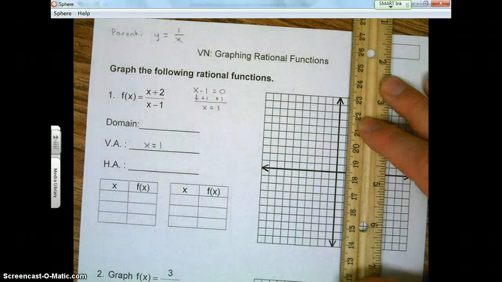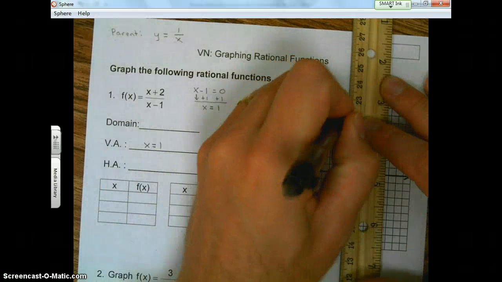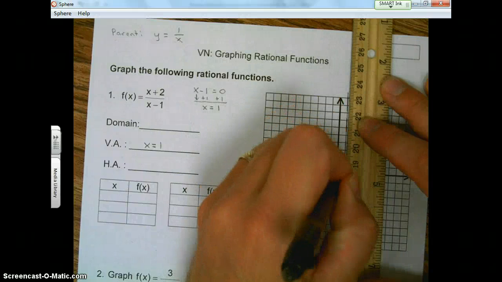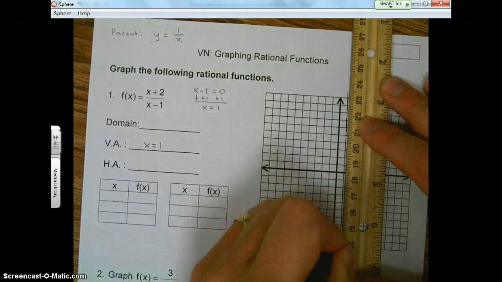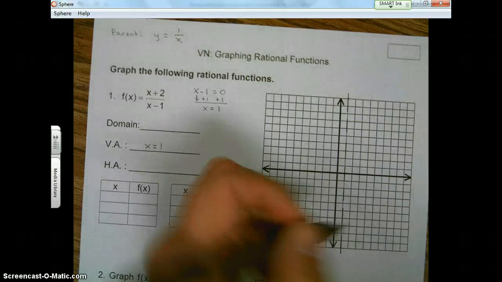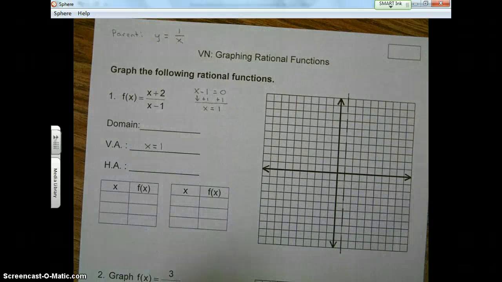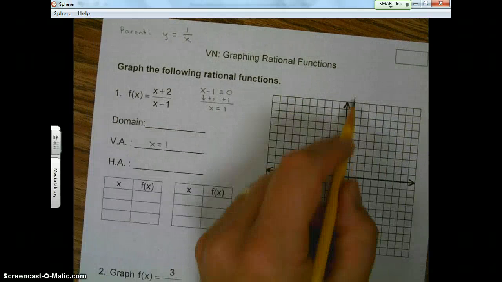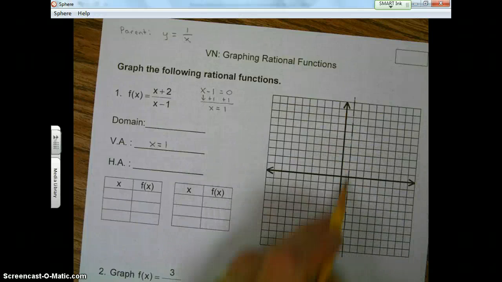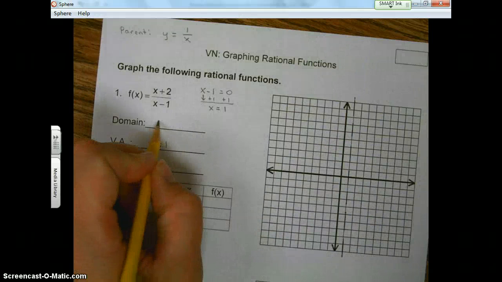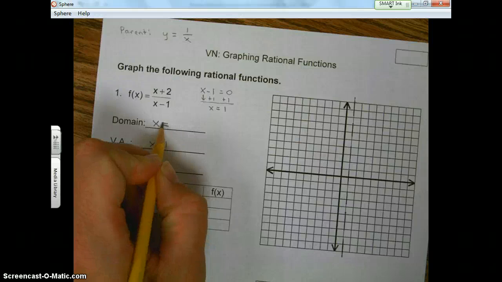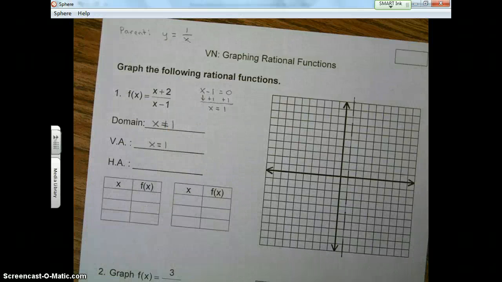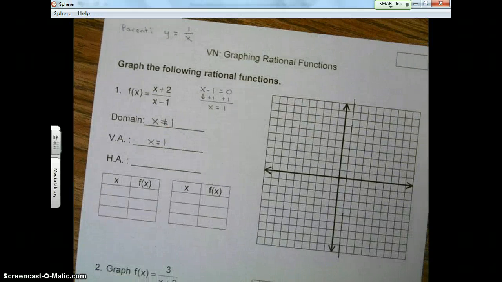So let me use a darker color. And we use a dashed line for our vertical asymptote, x equals 1, which means that the domain of the graph does not include 1. So we would say x does not include 1. So all real numbers except for 1.